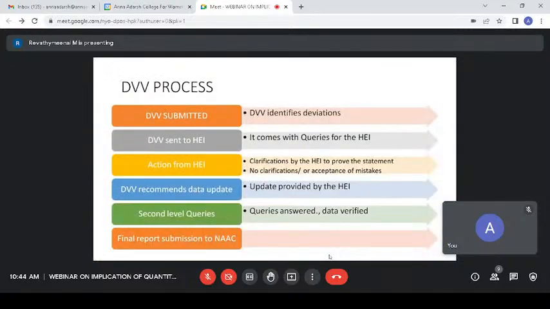Let us look at this DVV process. We have seen it on a broad scale. DVV is submitted, point number one. DVV is sent to the Higher Education Institute, that is HEI, for queries. The queries are answered, clarifications are given. In case there is no clarification, you will say no clarification. For example, in one of the colleges, in Merit, they had given some data.